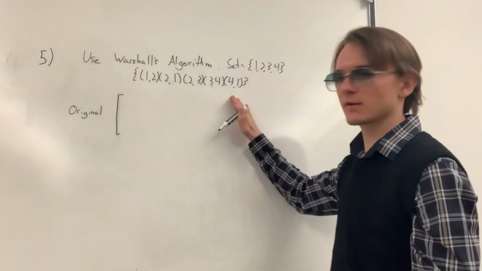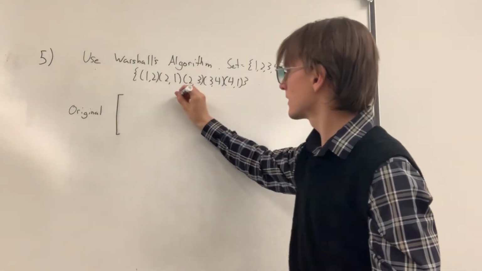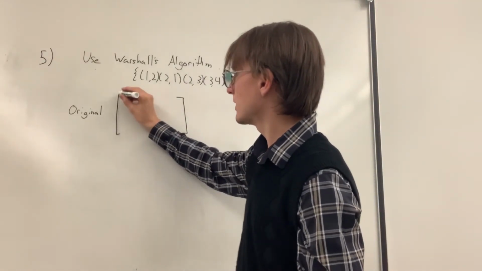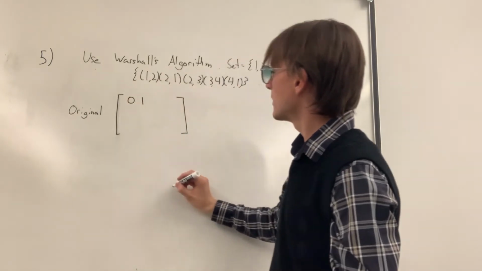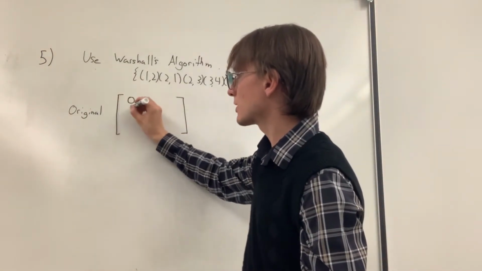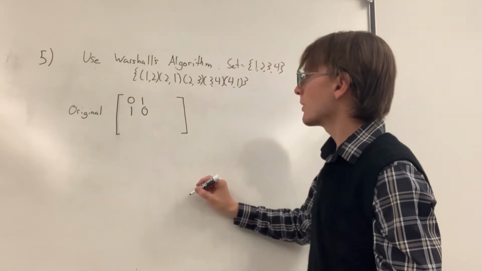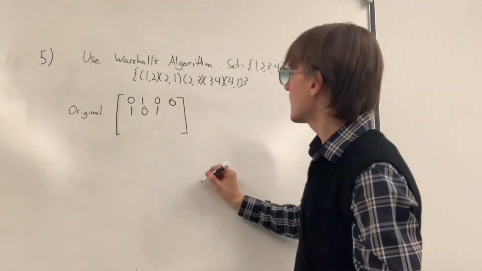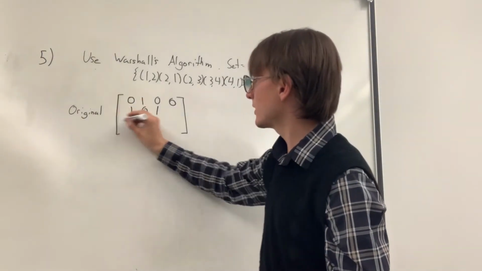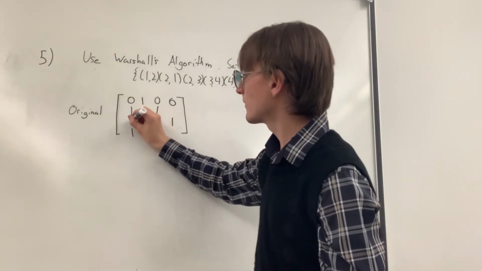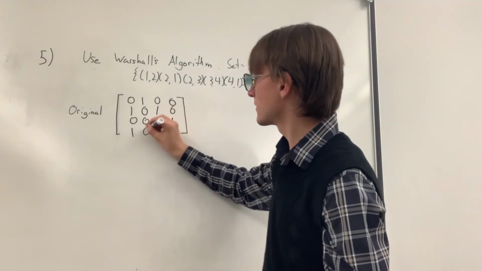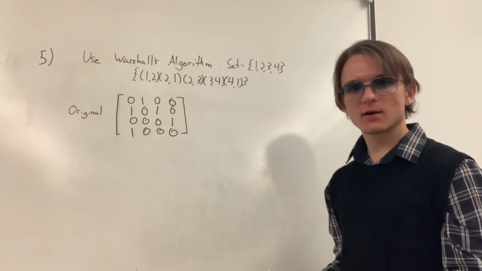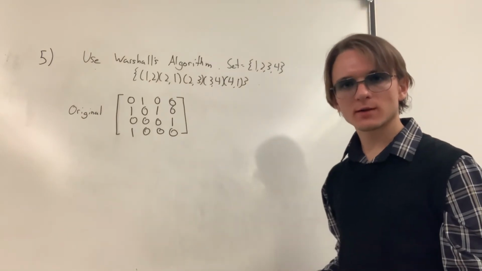Warshall's algorithm, we're given this relationship on this set. What does the original matrix look like? Well, we have 1, 2, so down 1 across 2. We have 2, 1, so down 2 across 1. We have 2, 3, down 2 across 3. We have 3, 4, so down 3 across 4, and 4, 1. The rest are zeros. All right, so let's perform. What does this look like after k equal to 1 loops?